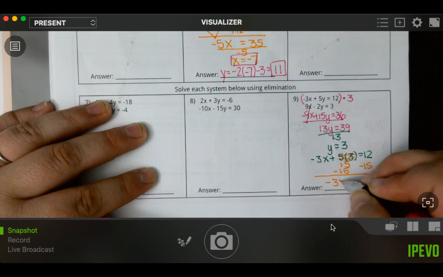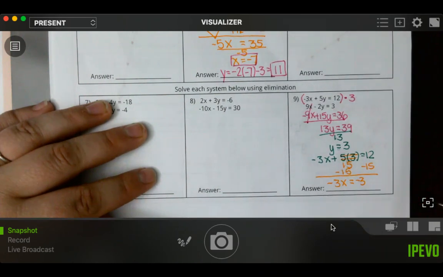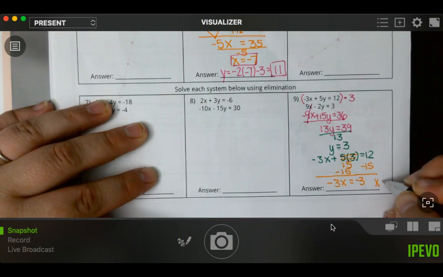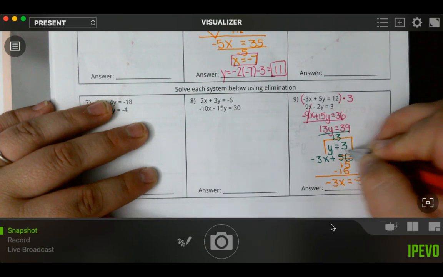And I have negative 3x equals 12 minus 15, which is negative 3. Well, divide by negative 3 on both sides, and x equals 1. Make sure that your answer has an x and a y.